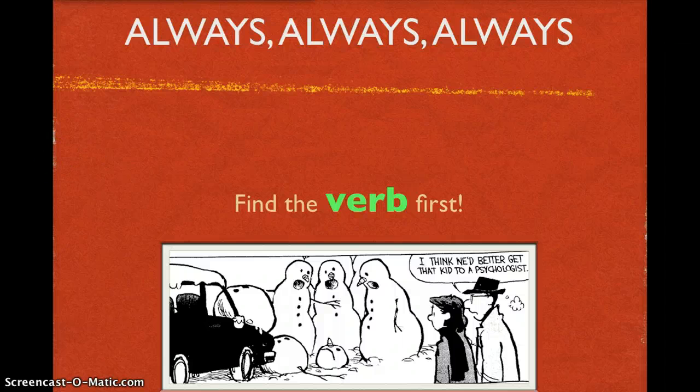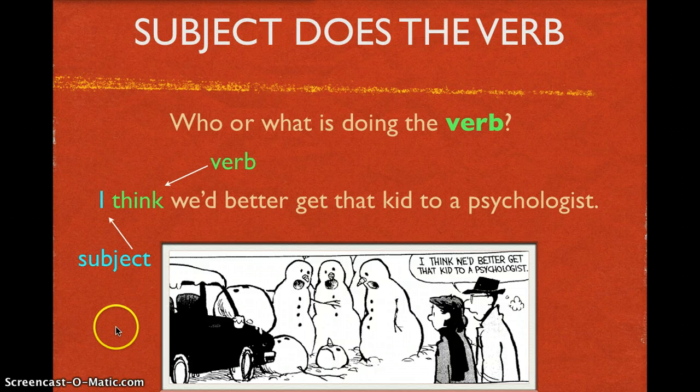Got it? If you said think, you're right. Think is the verb, the main verb in this sentence. Now, we have to ask ourselves this question: who or what is doing the verb? Who or what thinks? And in this case, it's I.